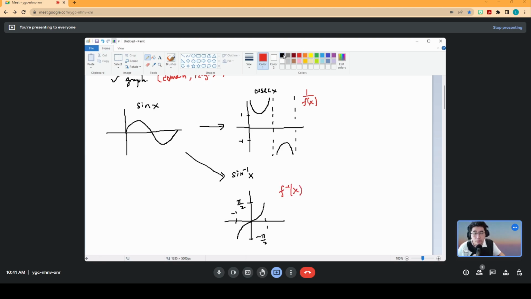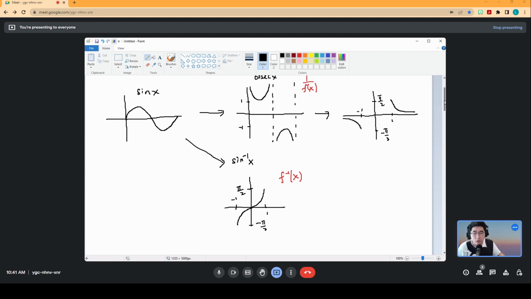Then over here we also have the arc cosecant graph. The arc cosecant graph will look like this, so I have these values: 1, minus 1, negative pi over 2, pi over 2. This is from the sine graph.